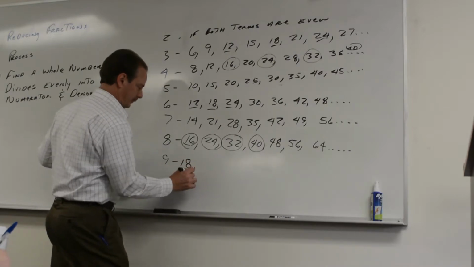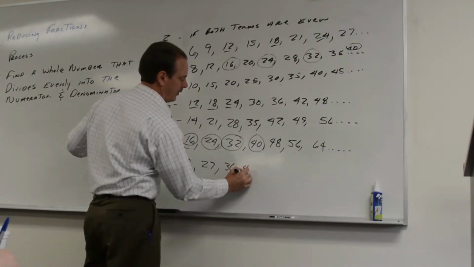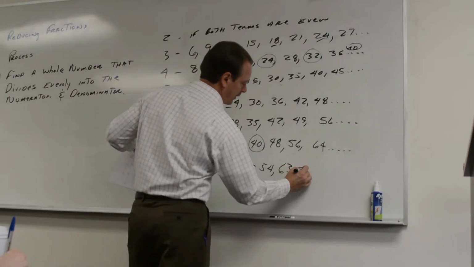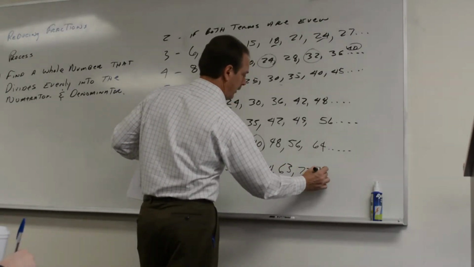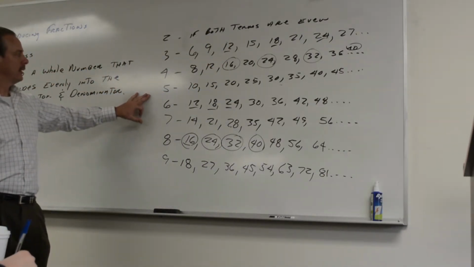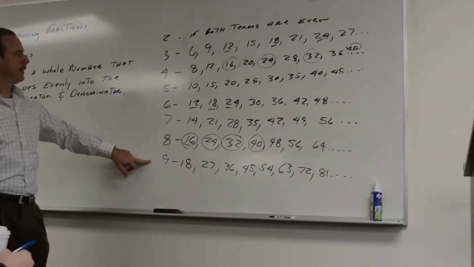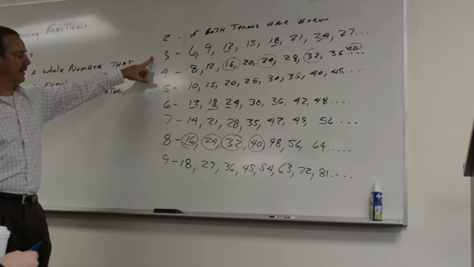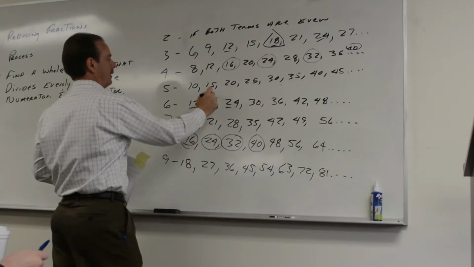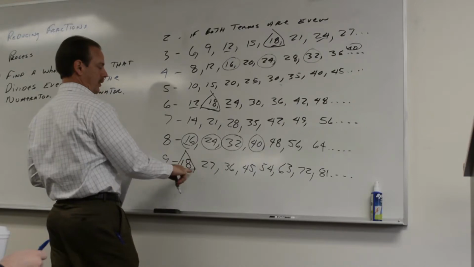18, 27, 36, 45, 54, 63, 72, 81. What about 3, 6, and 9? 3 has 18, right? Yep. You all have 18. 6 of 18. You all have 24. No, not 24.